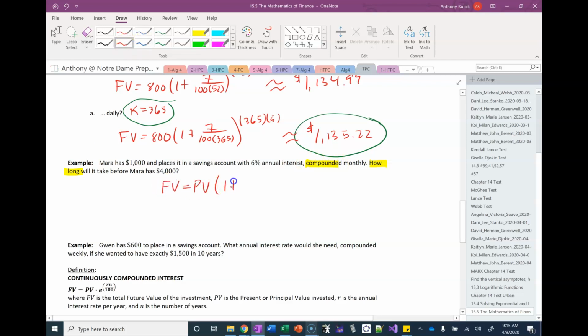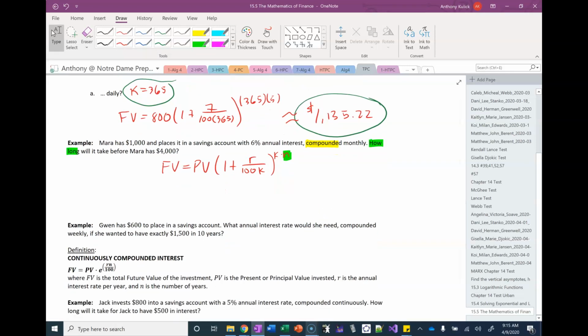So which one of our compound interest quantities are we looking for if we're asking to solve a how long question? Let's make this a different color. That's right. We're solving for n, the number of years.